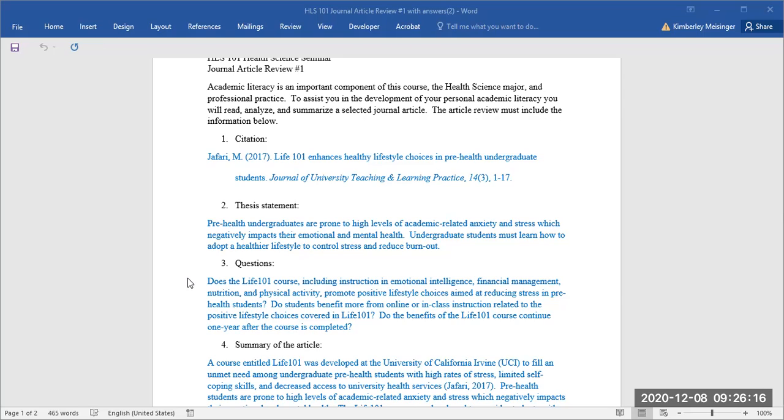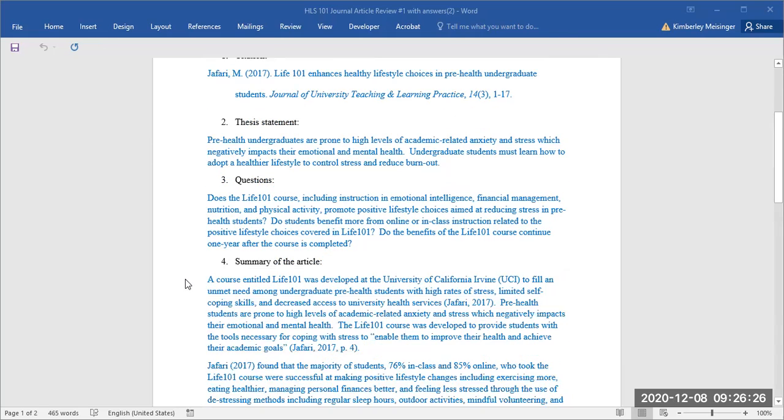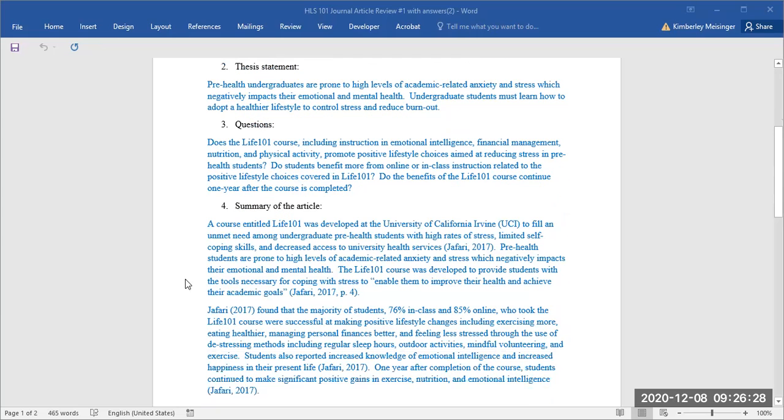So some here are, does the Life 101 course include instruction on emotional intelligence, financial management, nutrition? You could come up with a variety of questions here that the article elicits from you, and I will have given you points. Really, the most important aspect of this assignment was the summary of the article. Again, this is supposed to be in your words. There should be very limited direct quotes.